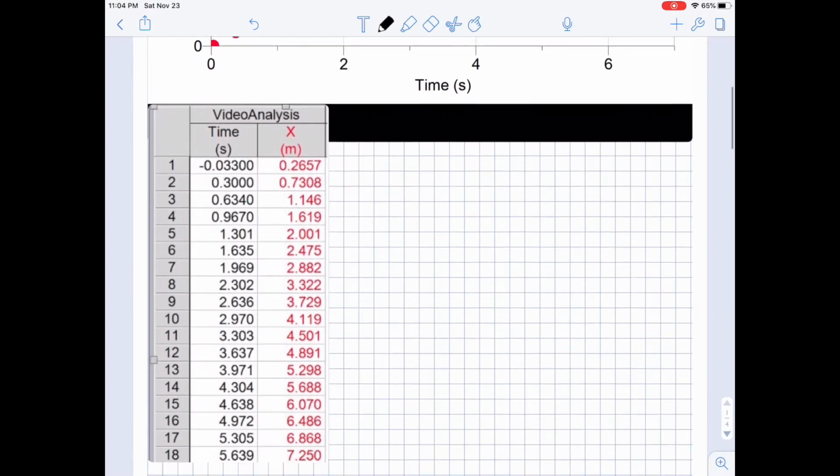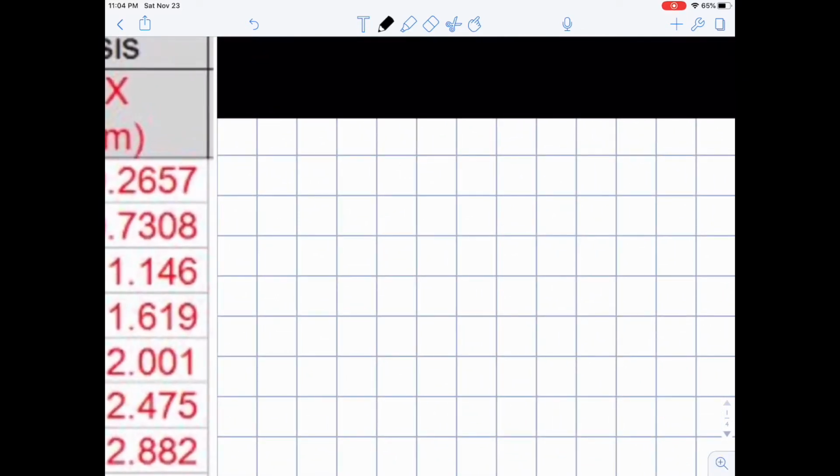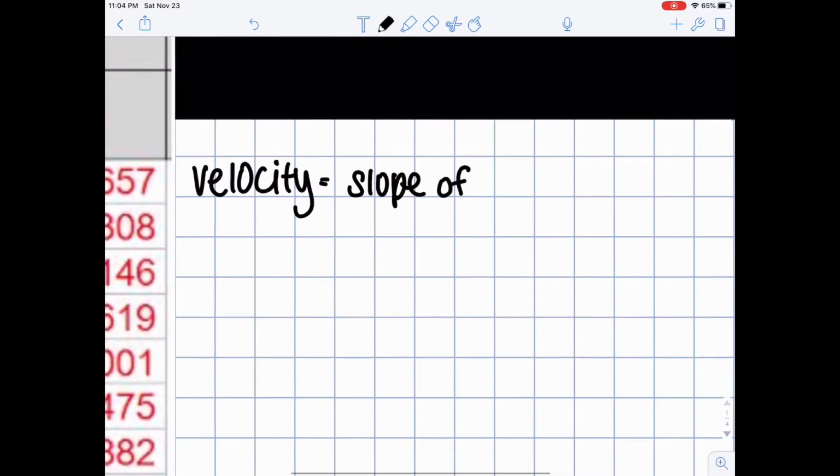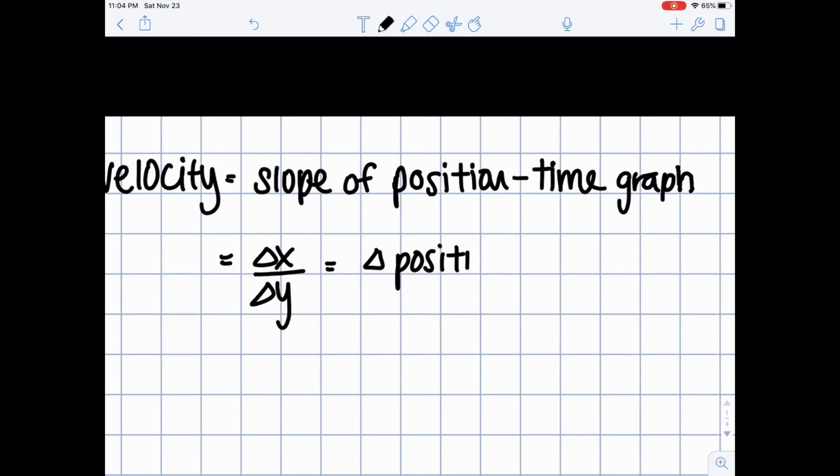From the previously generated PT graph, we are able to plot a velocity time graph. Velocity can be calculated from position time graph using the slope of the position time graph. In fact, we can plot a velocity time graph by finding the slope of the position time graph at point intervals. Velocity is equal to the change in x over the change in time, which translates to the change in position over the change in time.